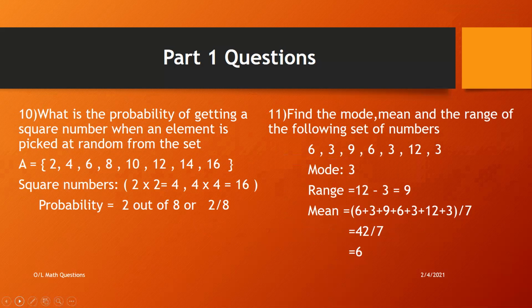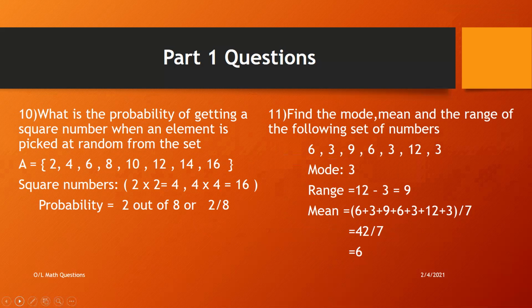Then when I want to write the probability, we always write it as a fraction. There are 8 elements and I have 2 square numbers. So then my probability is 2 out of 8, or 2 over 8.